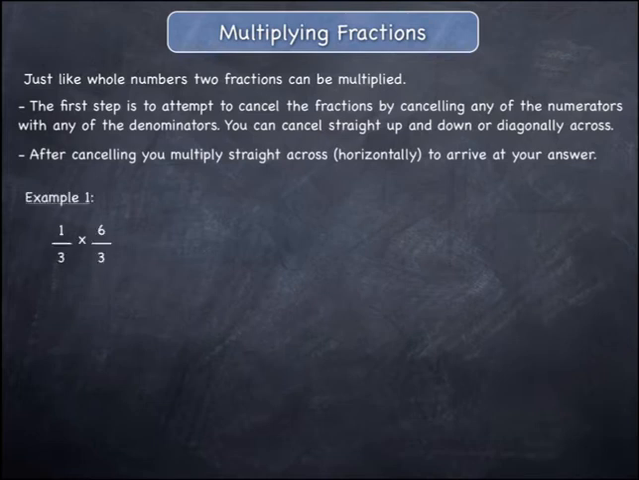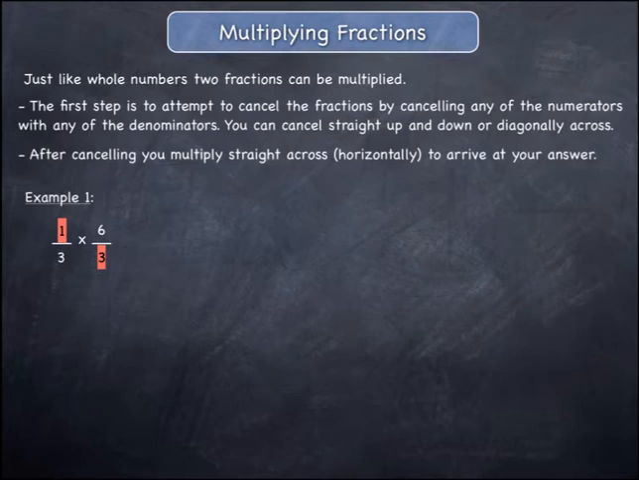Example 1. 1 over 3 multiplied by 6 over 3. You should try and determine whether any of the numerators will cancel with any of the denominators. There are four possibilities. Firstly, the first fraction's numerator and denominator, in this case 1 and 3, will not cancel further. Then the second fraction's numerator and denominator, in this case 6 and 3. These numbers can be cancelled by dividing by 3.